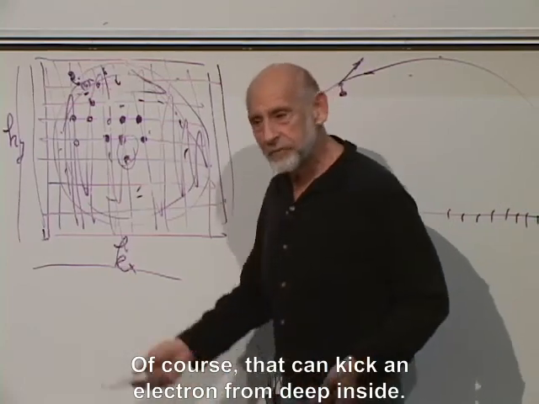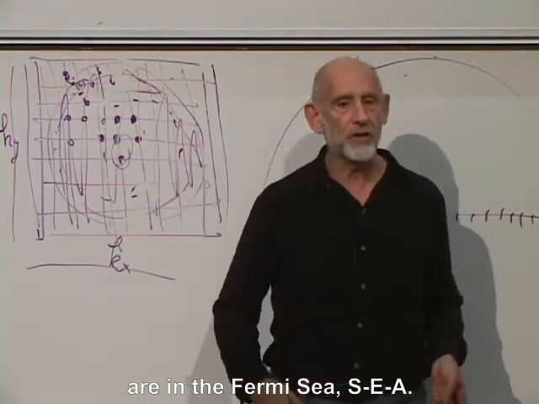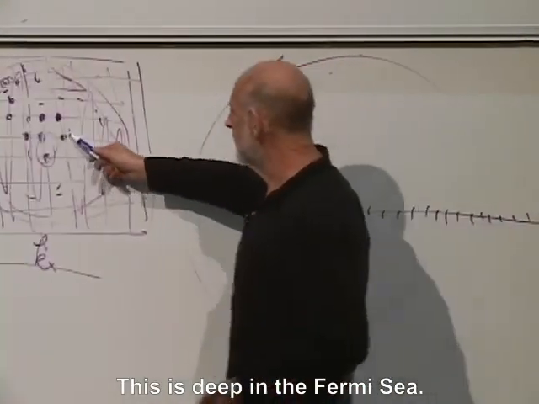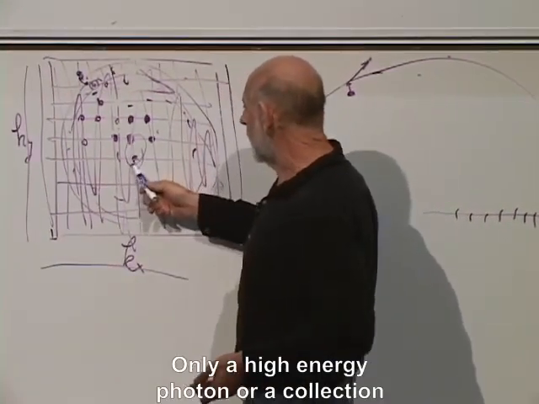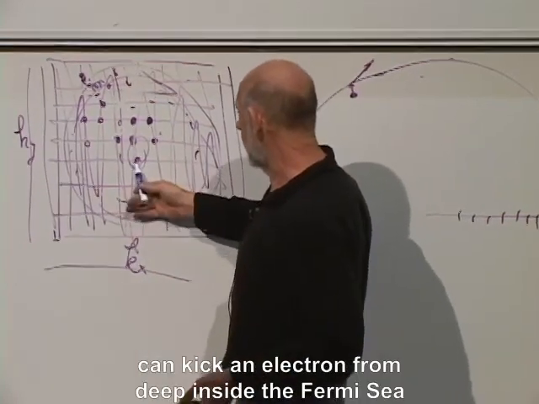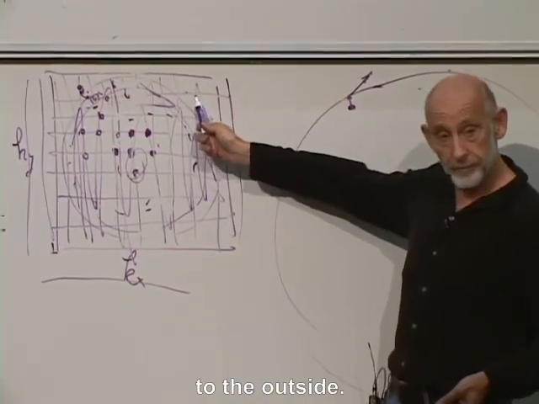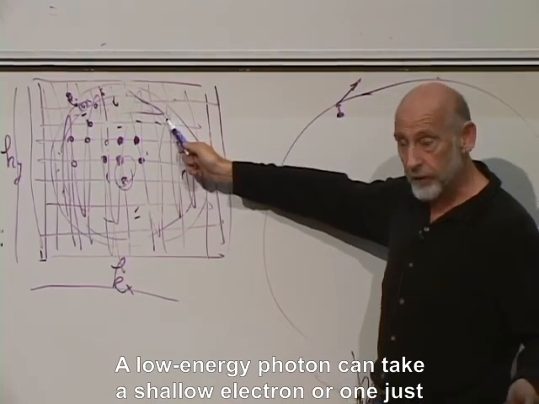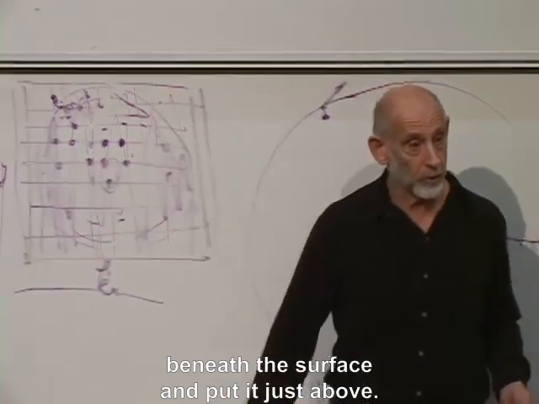The language is that things inside the Fermi sphere are in the Fermi sea. This is deep in the Fermi sea. This is near the surface of the Fermi sea. Only a high-energy photon, or a collection of high-energy photons coming together, can kick an electron from deep inside the Fermi sea to the outside. A low-energy photon can take a shallow electron, one just beneath the surface, and put it just above.